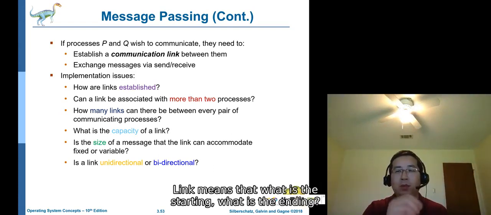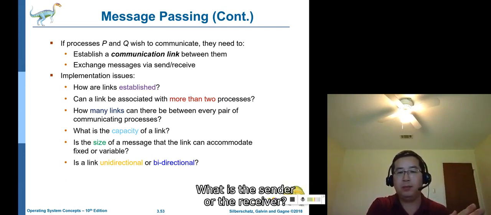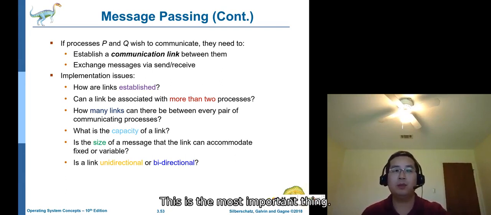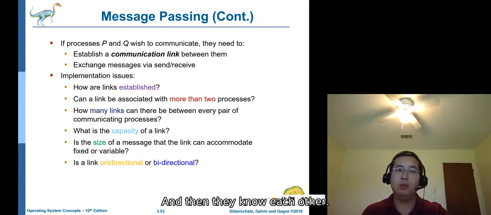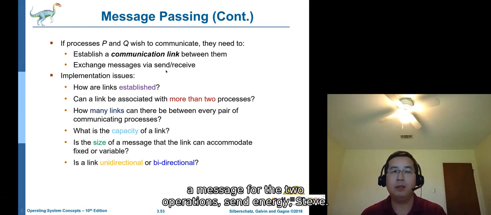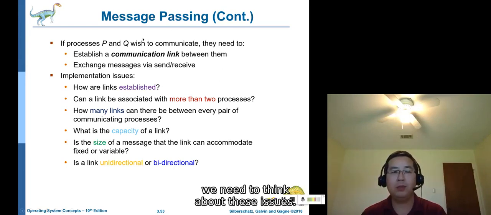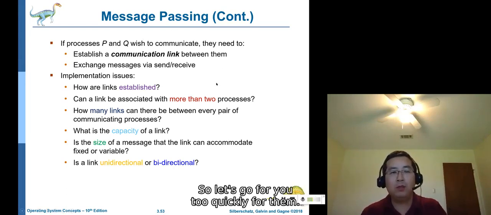Link means what is the starting and what is the ending, right? Or what is the sender and what is the receiver. This is the most important thing, and then they know each other. So we establish a communication link between them, and then exchange messages via the two operations, send and receive. When we design this message passing system, we need to think about these issues. So let's go over it quickly.